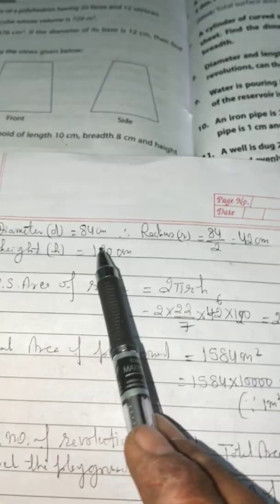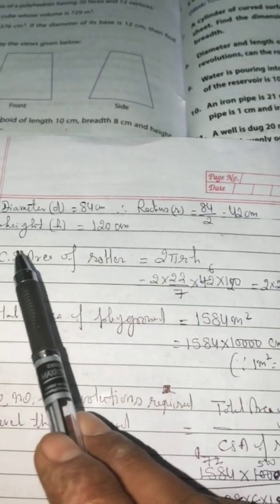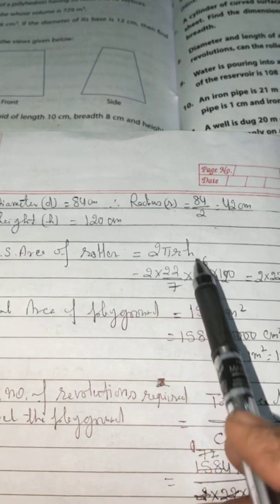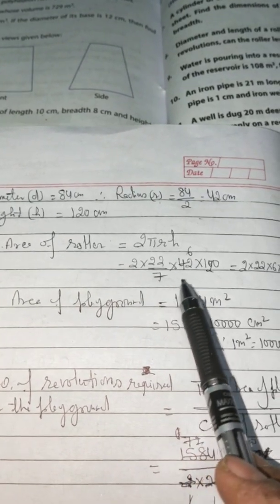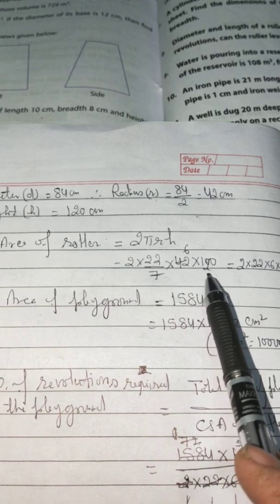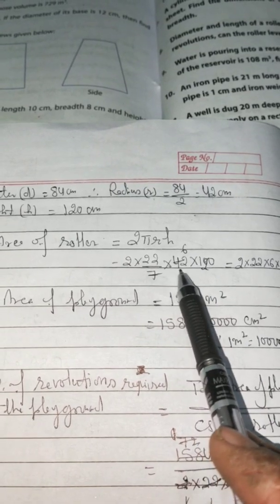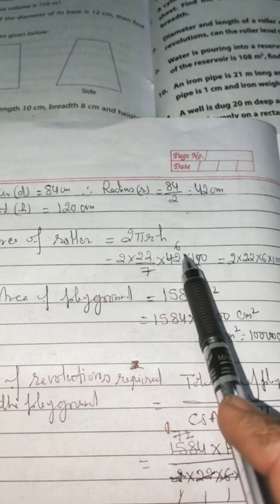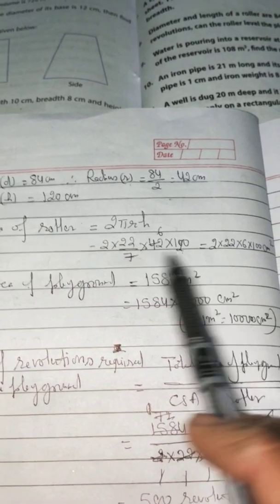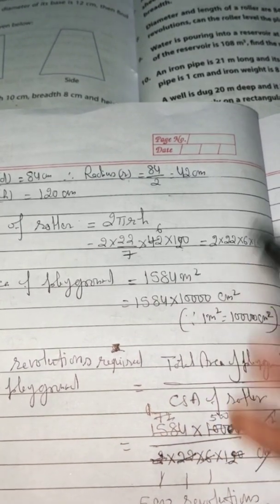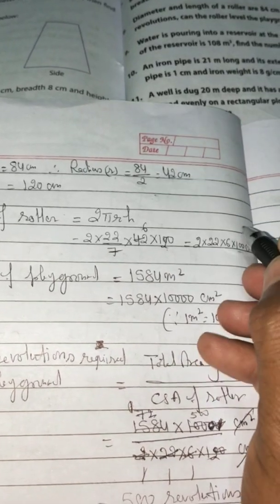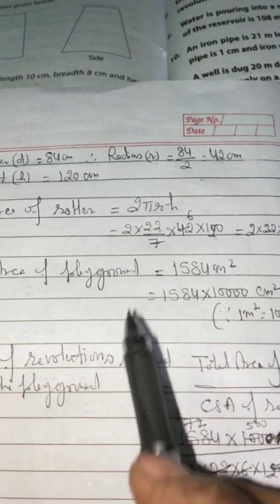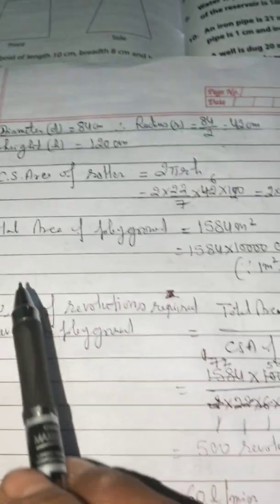Diameter D is equal to 84, radius 42, height 120. Curved surface area of the roller is equal to 2 pi RH. 2 into 22 upon 7 into 42 into 120, where R is 42 and H is 120. 7 sixes are 42. Now this is equal to 2 into 22 into 6 into 120. Don't find the product, because in the end we can cancel.